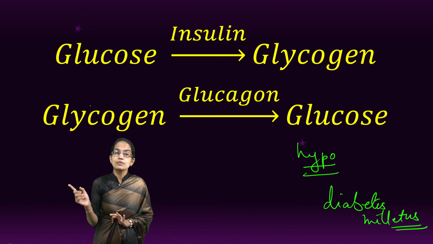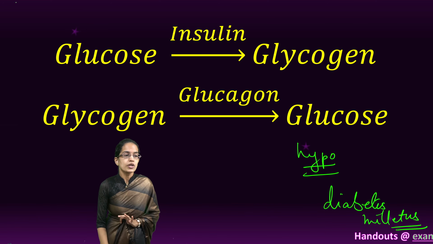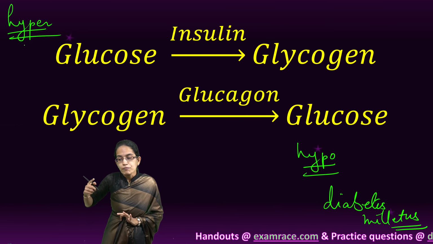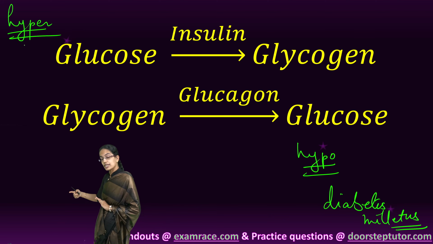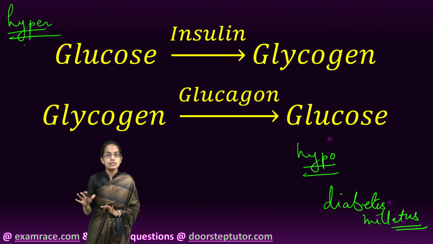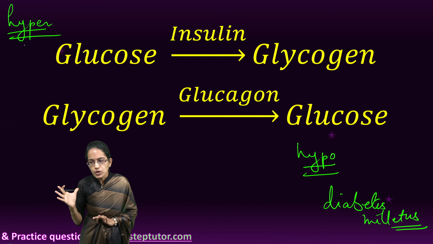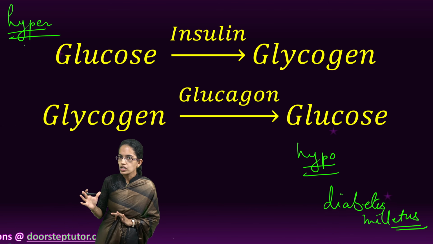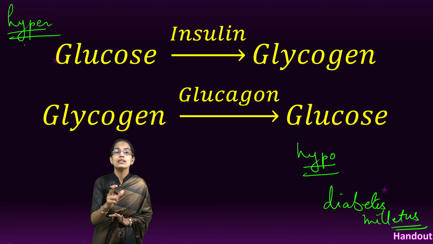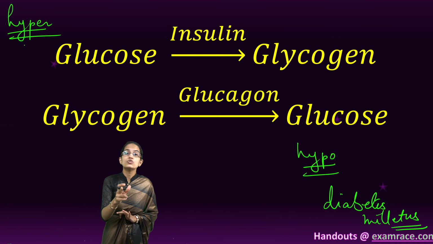Now, this is because of less secretion. What would happen because of more secretion? Hypersecretion. If more insulin is secreted, then my blood glucose levels would go down. That means hypoglycemia. Hypoglycemia, a person becomes unconscious, can even collapse, and this is commonly seen in cases of insulin shock.